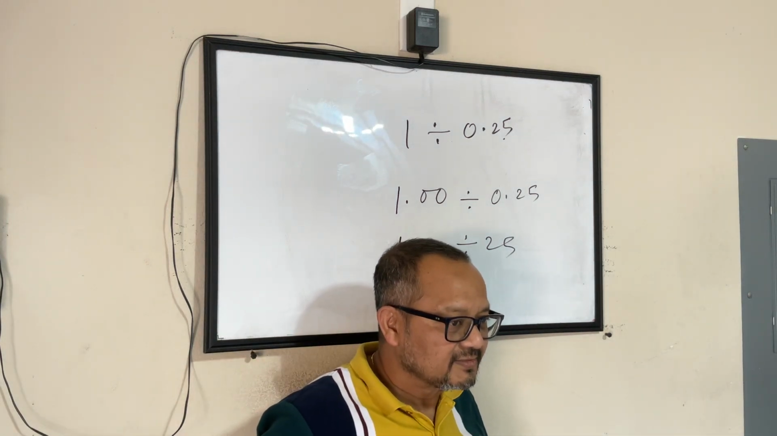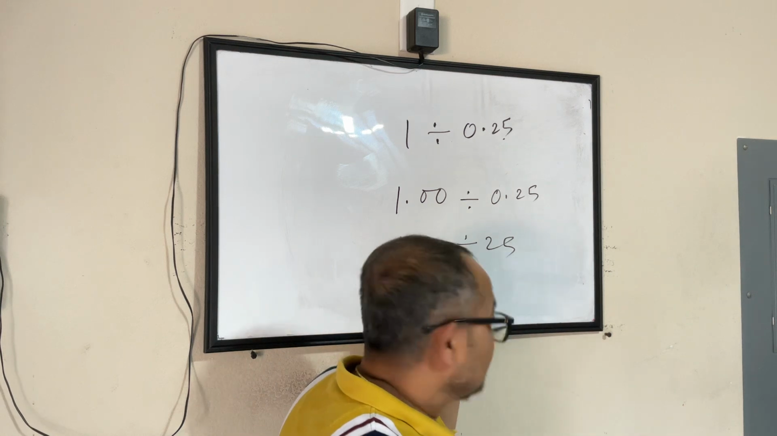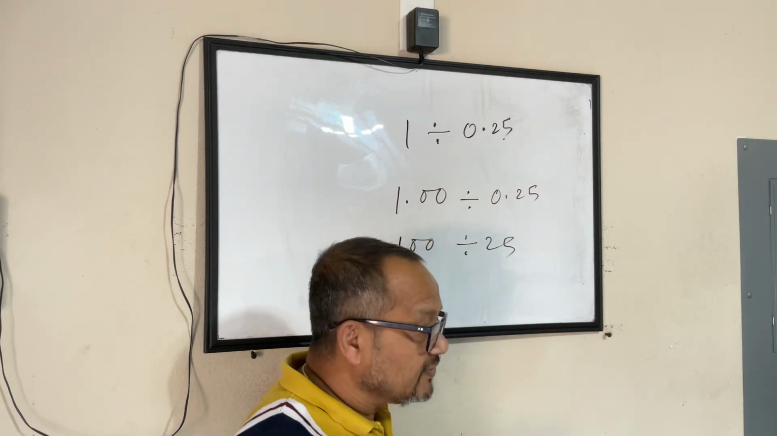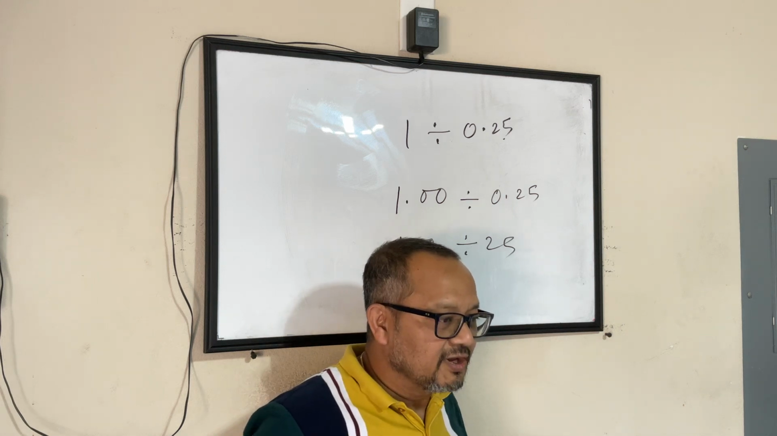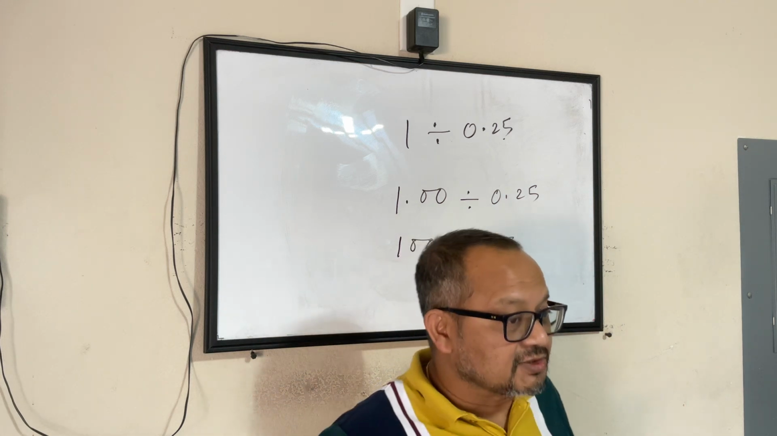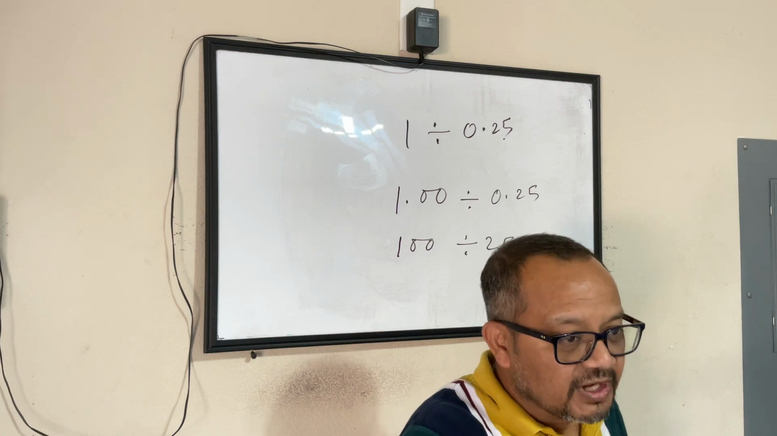Yeah? How did it give us 4? Yes, sir. 100 divided by 25 is 4. Okay? So I hope everybody understood this. There is no confusion so far.